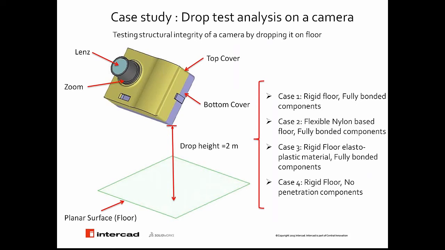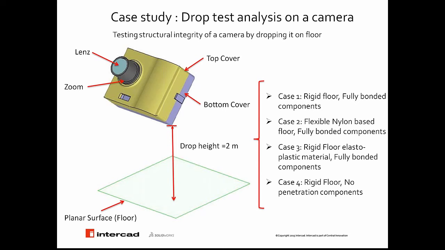All right, with that explanation, let's have a look at our case study, which is a drop test analysis on a camera. As you can see on the slide, we have a camera with 4 components: top cover, bottom cover, lens, and zoom area. It is going to drop from a height of 2 meters onto a planar surface. In the first case study, we will consider a rigid floor. All the components are bonded, meaning they are treated as one part, not really an assembly. And we will look at the response.